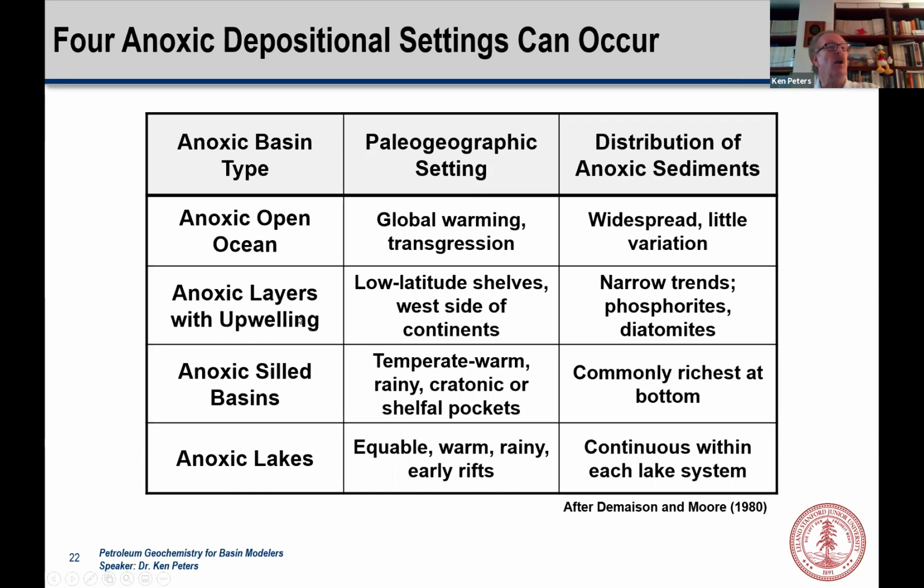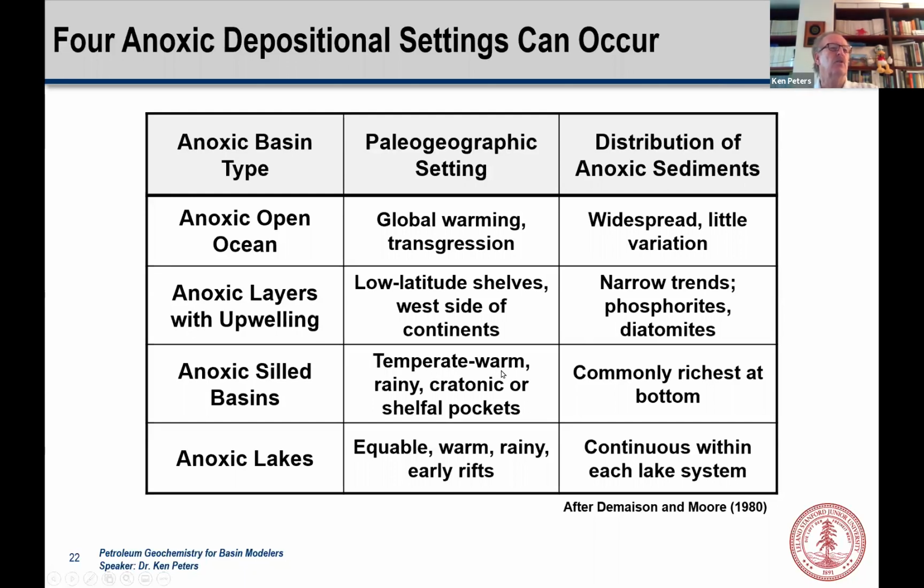We have anoxic layers with upwelling, like I just showed you, offshore Namibia and Peru and California, low latitude shelves, the west side of continents where you have that Coriolis force. These are typically narrow trends associated with phosphorites. Phosphorus is a limiting element that organisms require to survive, and when they die, that ends up in the sediments. And a lot of diatoms, at least since the Cretaceous, have been a major contributor to sediments, especially in the Miocene.